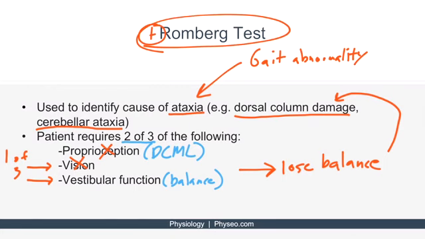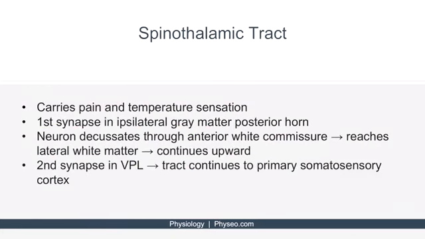Romberg's test. Now let's talk about the spinothalamic tract. The spinothalamic tract carries pain and temperature sensation from the periphery to the brain. The first synapse occurs in the ipsilateral gray matter of the posterior horn. So this synapse occurs in the actual spinal cord, not the medulla in the brainstem like the dorsal column did. So this first synapse occurs much earlier in the pathway.